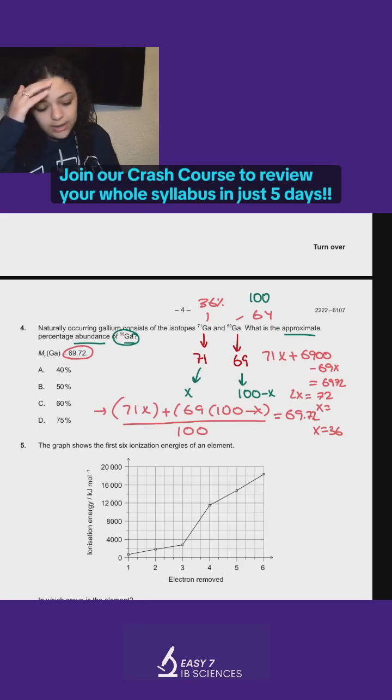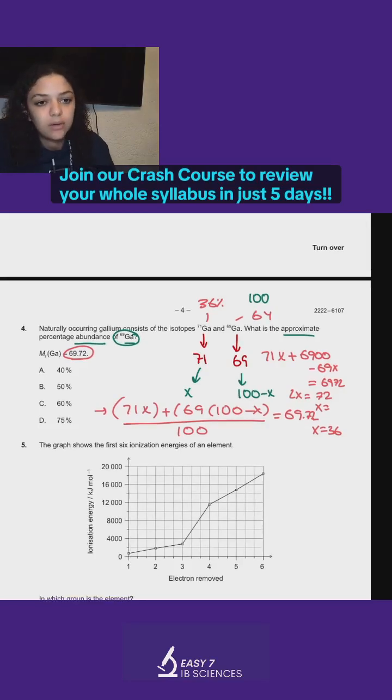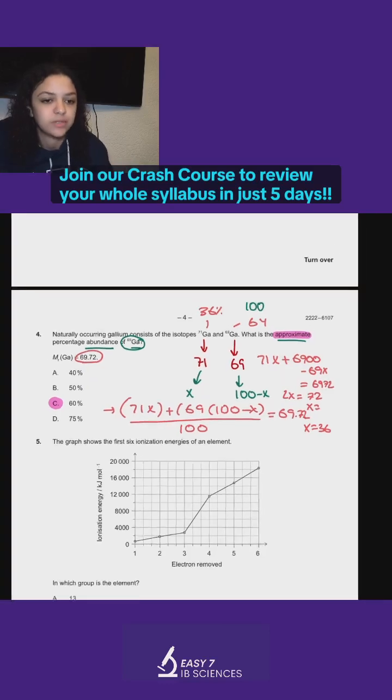So again, this is a non-calculator question according to the old syllabus. That's why they've said, what is the approximate? And so the correct answer here would be C. Just because it's a non-calculator question, and they know you would have to do this in your head. But in your new syllabus, you do have a calculator, so they definitely expect you to be specific.